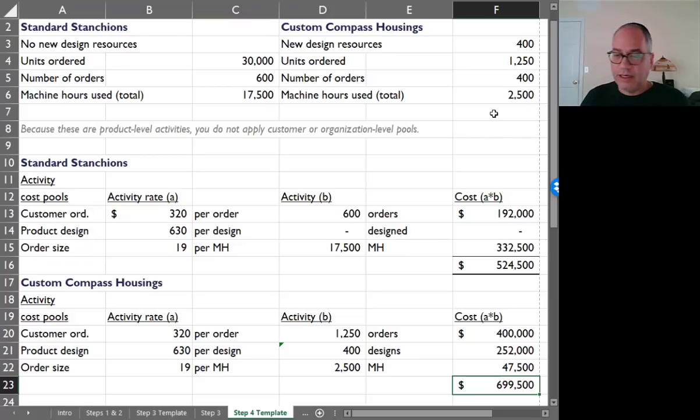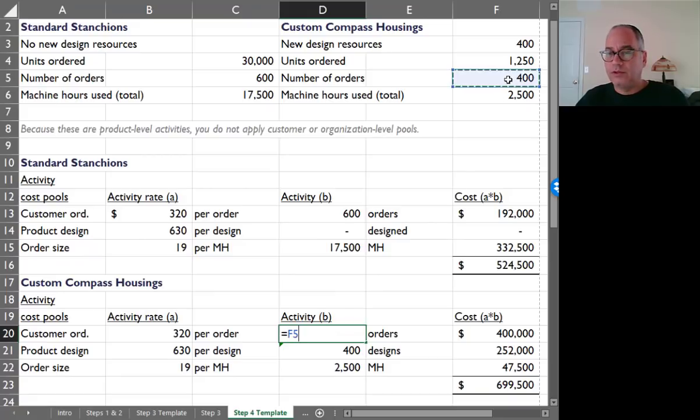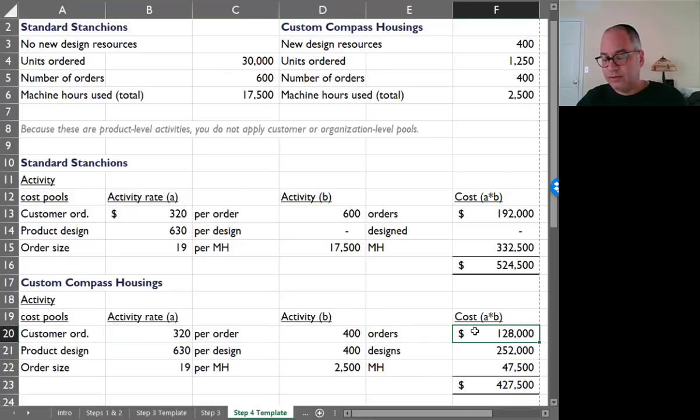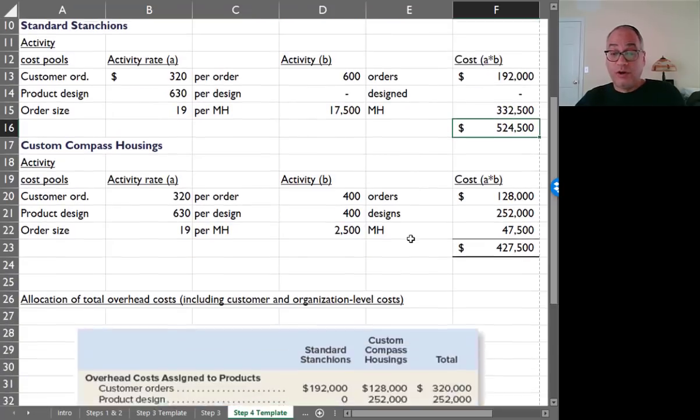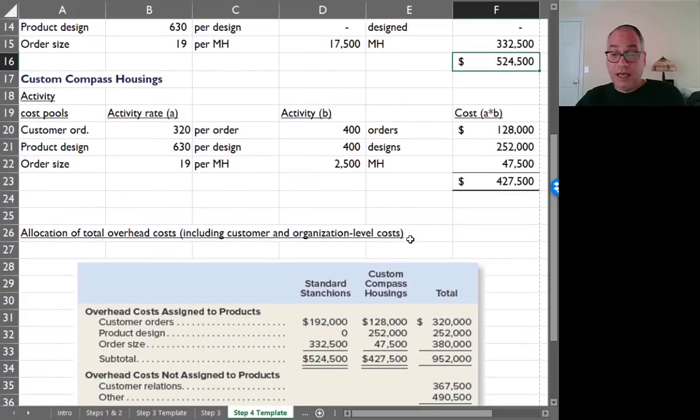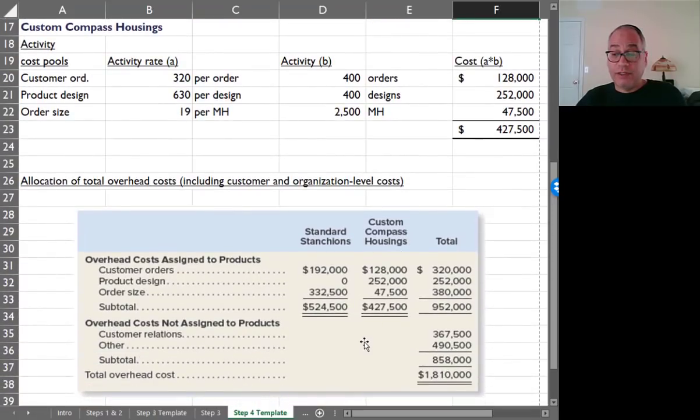this doesn't look right actually. We had 400 orders. There you go. 400 orders at $320 each, $128,000. So here you can see the relative cost. Overall overhead, $524,500 would go to standard stanchions, and $427,500 would go to Custom Compass. And again, we did not assign customer relations or other to this.